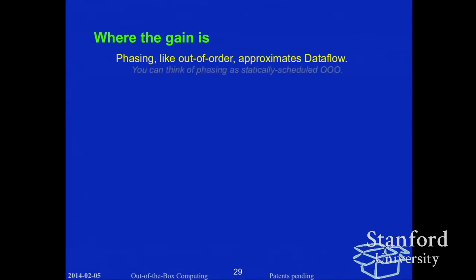Phasing, in many ways, can be thought of as statically scheduled out of order. The compiler knows the data flow. The compiler doesn't have to go and figure it out in hardware the way an out of order machine does. And the compiler can simply schedule the operations such that the data flow that the operations represent properly overlaps with the data flows being scheduled by other instructions.